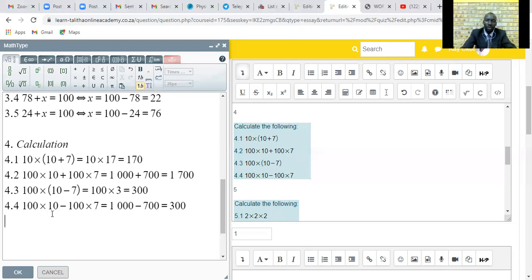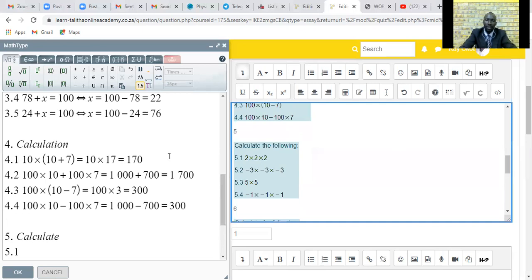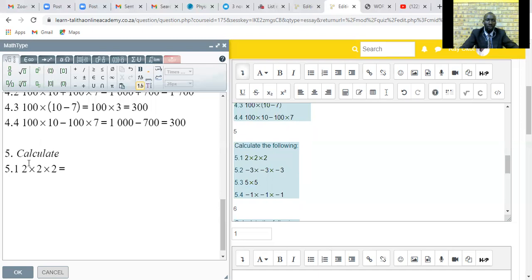Then we go to the next question, which is question 5. Now, question 5 requires us also to calculate. In calculating, we have been given numbers. So we have to calculate 2 times 2 times 2. Just to calculate is to find the value. So how do we get this? What's the value of 2 times 2 times 2? Well, 2 times 2 is 4. 4 times 2 is 8.